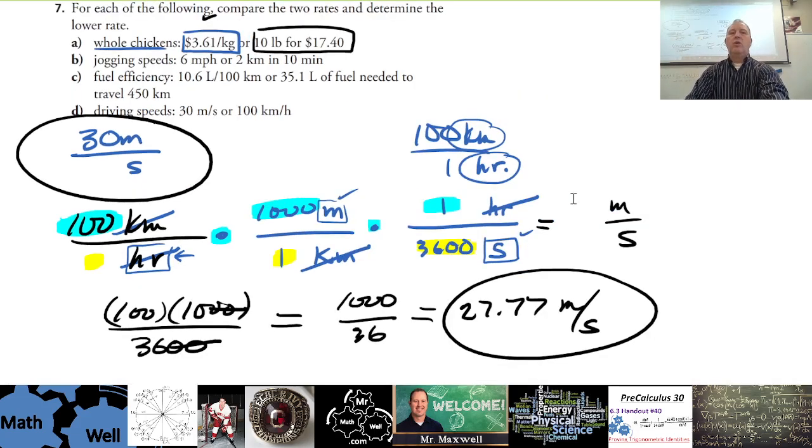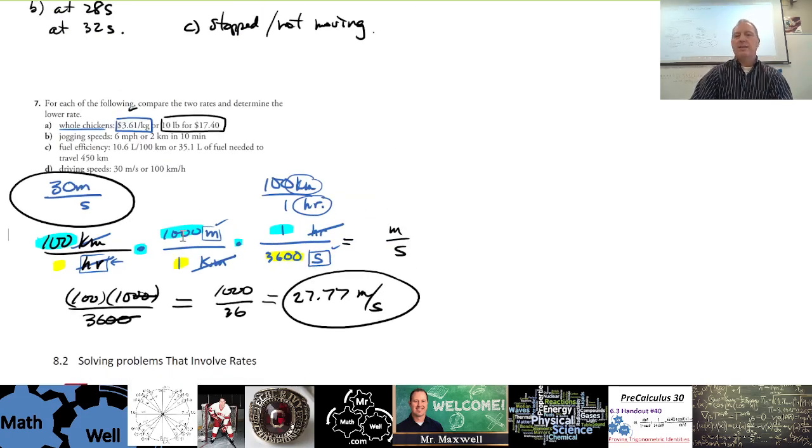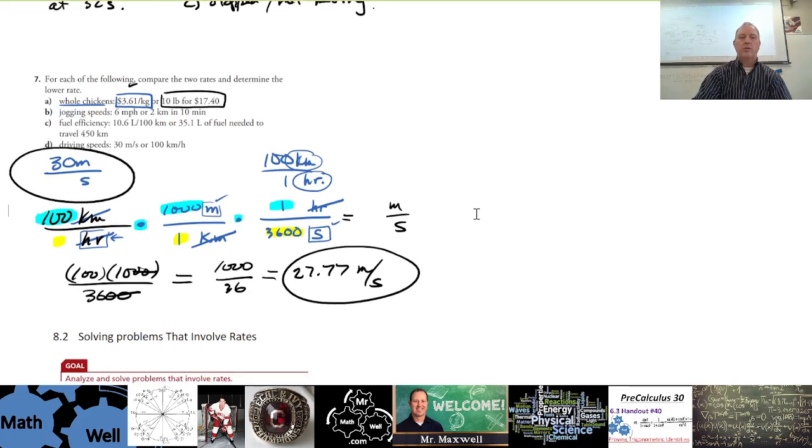All right? So unit analysis is handy. I tell you that in science, in Physical Science 20, when you guys get there, you'll be needing to do unit analysis, and you'll explore it more as you go forward in math.